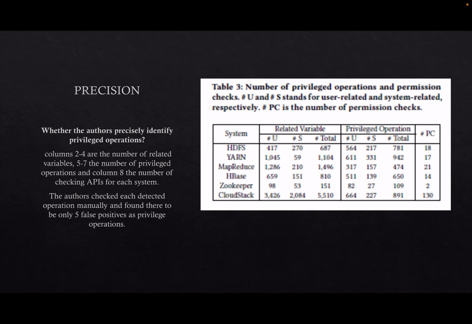An immediate question arises: are these operations really privileged? The authors manually checked these operations and confirmed that all of them do access user or system-related variables as expected. Later experiments further confirmed that most of the accesses were real privileged operations. There were only 5 false positives.